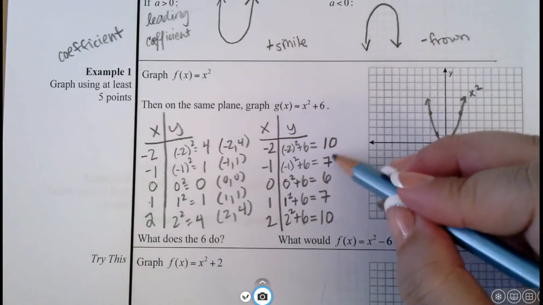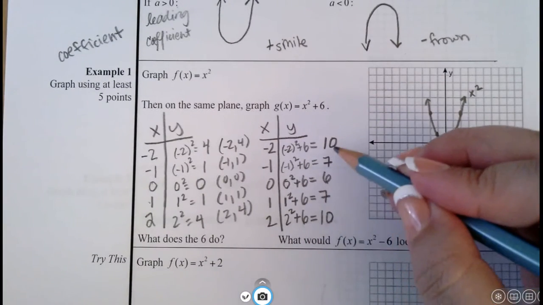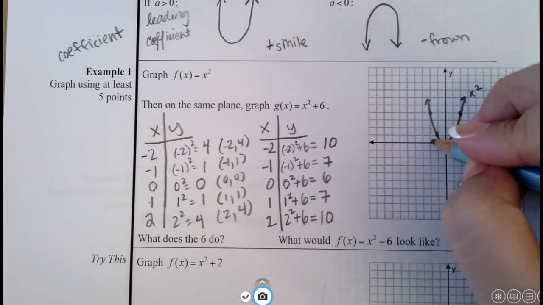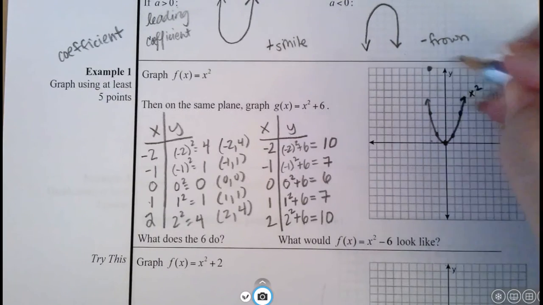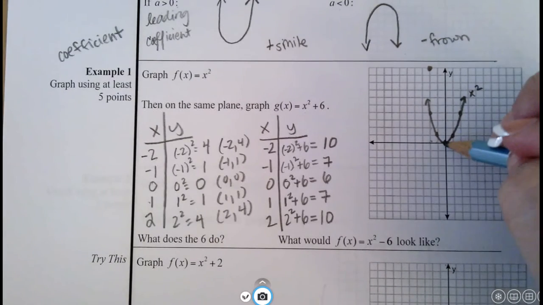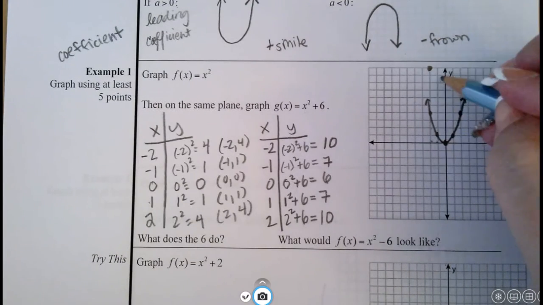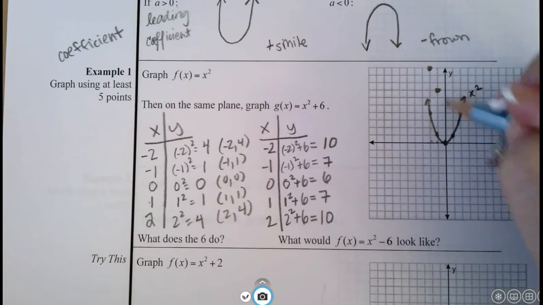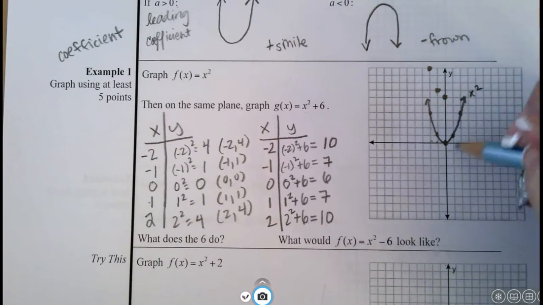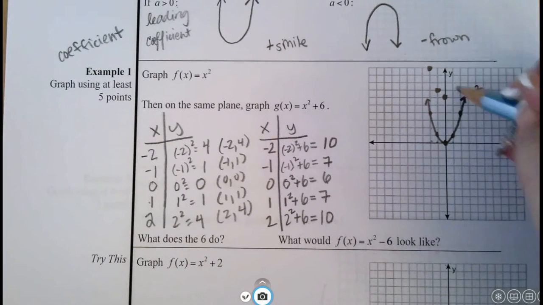So again, notice that symmetry that we have here. So we have -2 and then up to 10. The top of the graph is 10. -1, 7, 0, 6, 1, 7, 2, 10.